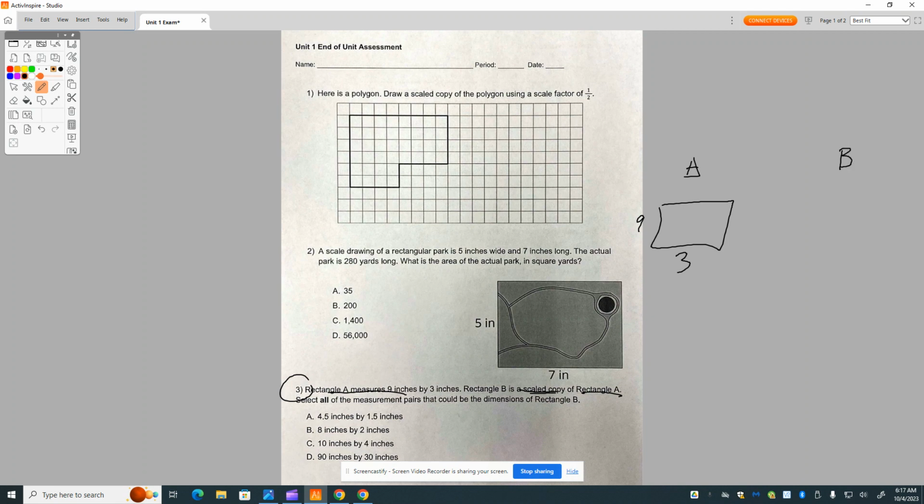So let's say that this is rectangle B. It's not drawn to scale. Let's go ahead and draw a really quick sketch just for visual purposes. Now, I can see that I'm going to go ahead and test to see if this is an option.